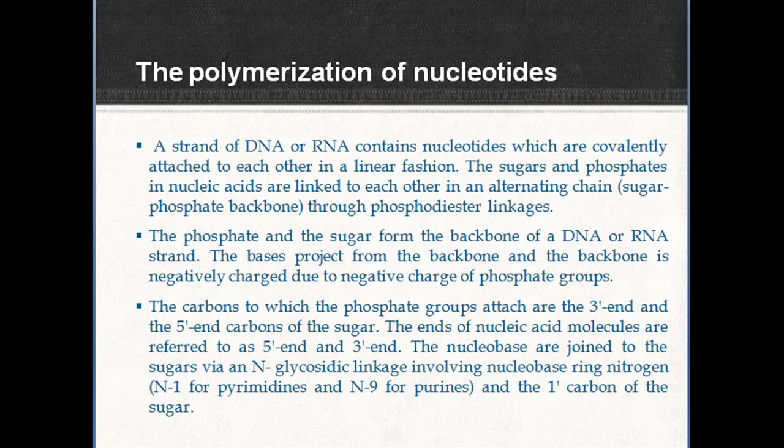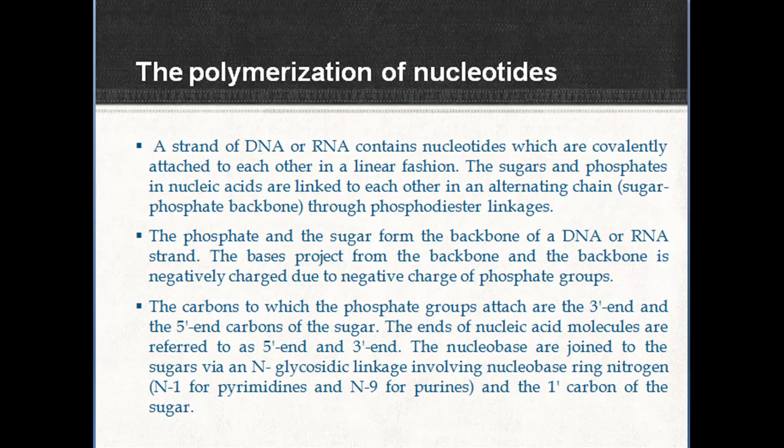But how does this nucleotide polymerize to form DNA? A strand of DNA or RNA contains nucleotides which are covalently attached to each other in a linear fashion. The sugar and the phosphates in the nucleic acids are linked to each other in an alternating chain, which we call a sugar-phosphate backbone.